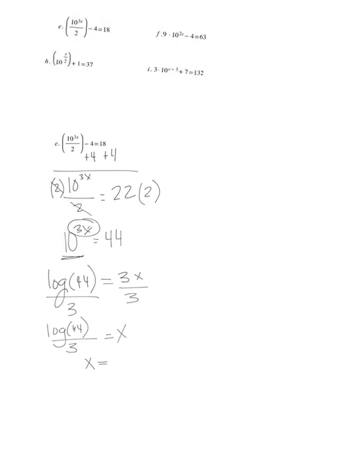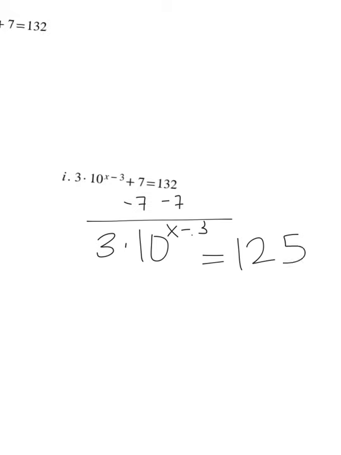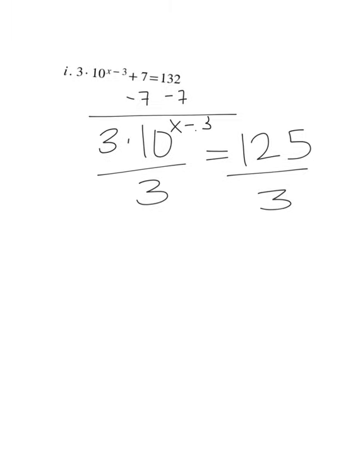All right, and then for the next problem, same deal here. We need to get 10 to the x minus 3 by itself before we do anything. So first step, you have to subtract 7 from both sides. So I'm going to get 3 times 10 to the x minus 3 equals 125. Okay, now we're going to divide both sides by 3 because I need to get 10 to the x minus 3 by itself.